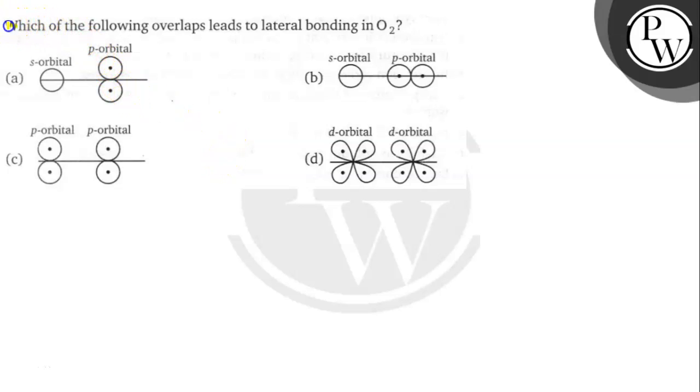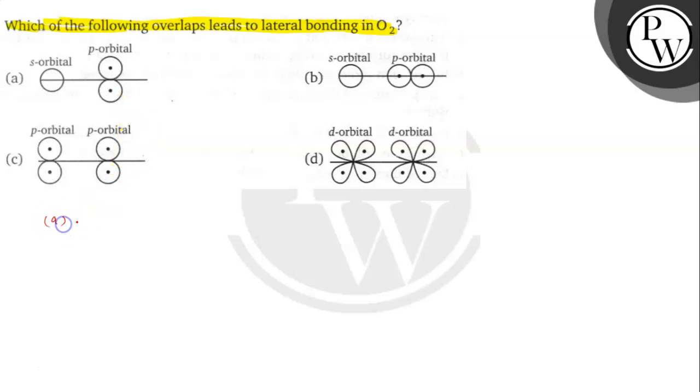So the question says: which of the following overlaps leads to lateral bonding in oxygen? We have to find out the overlaps which lead to lateral bonding in oxygen. So let's solve this question. First, we'll see on the basis of options.